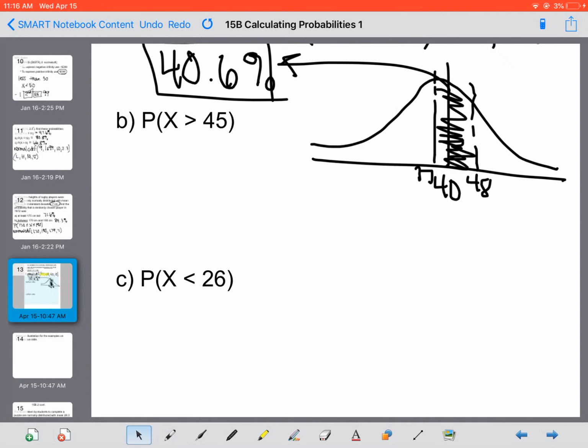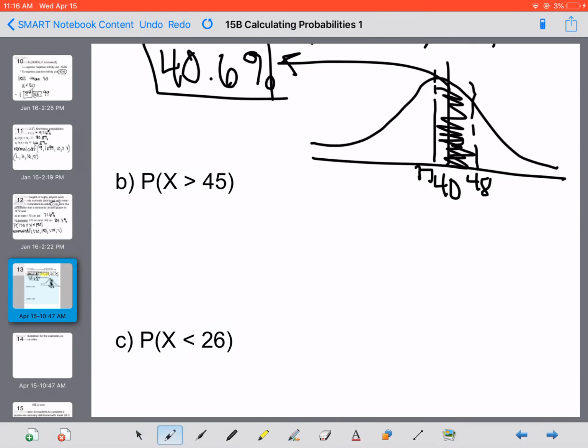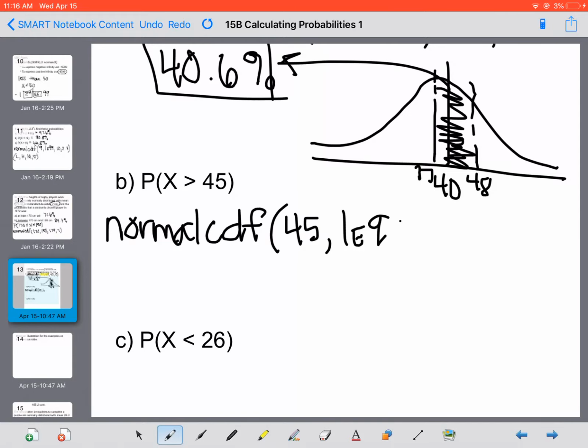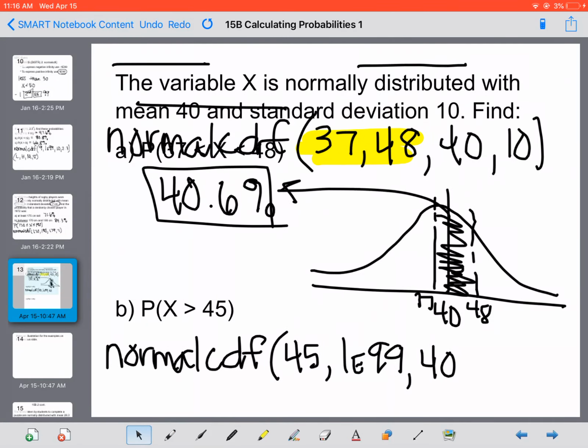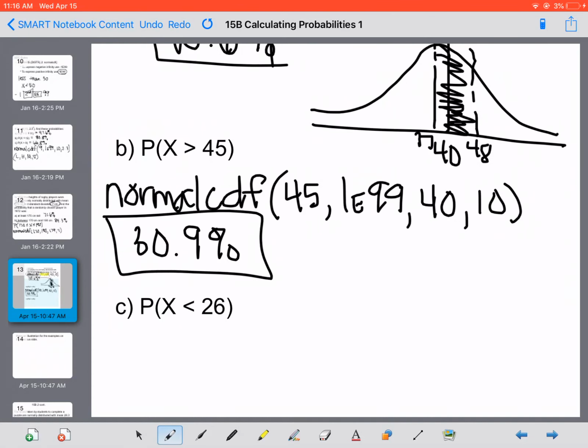The next one, let's just try one more here. So now we have greater than 45. So we're going to do normal CDF. And because I'm greater than 45, 45 is my low, and my high is positive infinity. And then I have a mean of 40, and I don't remember what our standard deviation was, 10. And when we calculate that, I get 30.9%, rounded to 3 sig figs.